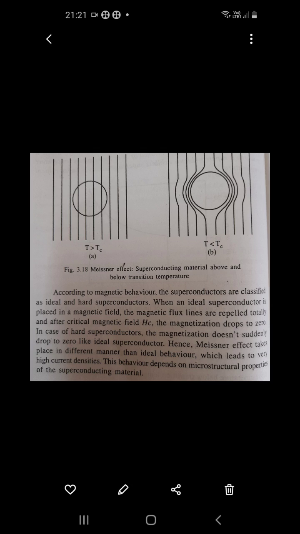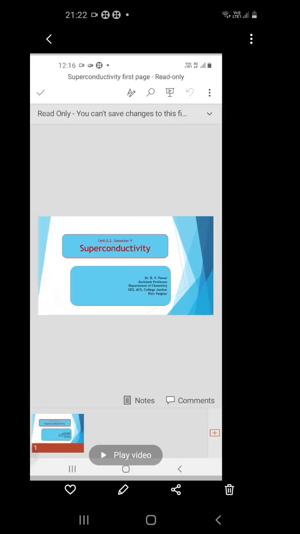And for hard superconductors, the magnetization doesn't come to zero. Everybody understood? When magnetization drops to zero, then it is an ideal superconductor. If it is not dropped to zero, then it is a hard superconductor. Okay, so that concept comes from the Meissner's effect, that you have to remember.